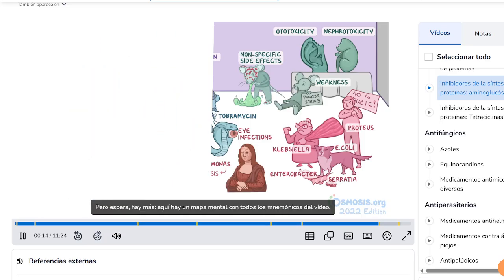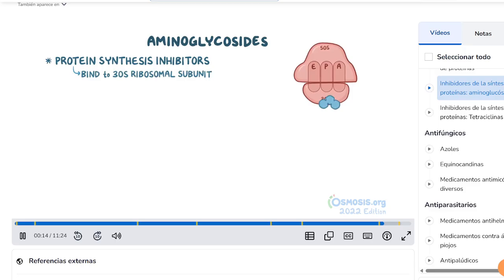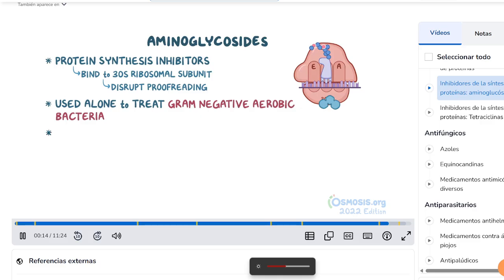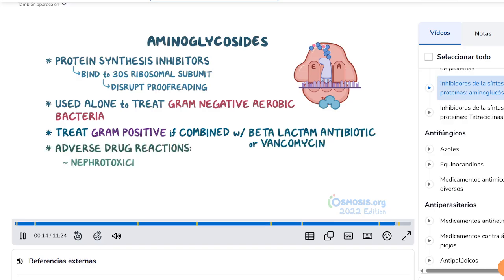Alright, as a quick recap. Aminoglycosides are protein synthesis inhibitors that bind to the 30S ribosomal subunit. Their main mechanism is to disrupt proofreading in bacterial protein synthesis. They can be used alone to treat gram-negative aerobic bacteria, but could also treat gram-positive bacteria if combined with a cell wall synthesis inhibitor, like a beta-lactam antibiotic or with vancomycin. Notable adverse drug reactions include nephrotoxicity, ototoxicity, neuromuscular blockade, nausea, and allergic reaction.